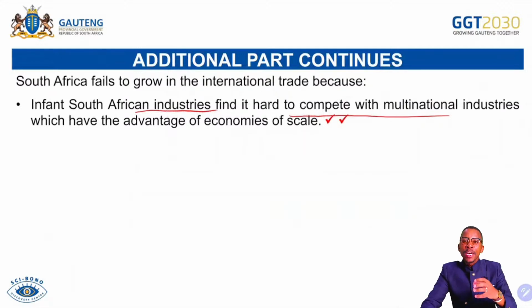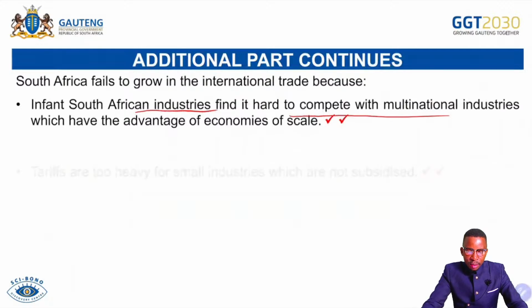So having to compete with the multinational industries that are highly subsidized, that have the advantage of cost, which is economies of scale, we cannot compete easily with those businesses because they are big enough, they are large enough to drive us out of the market since we produce and compete with the same product across the world.